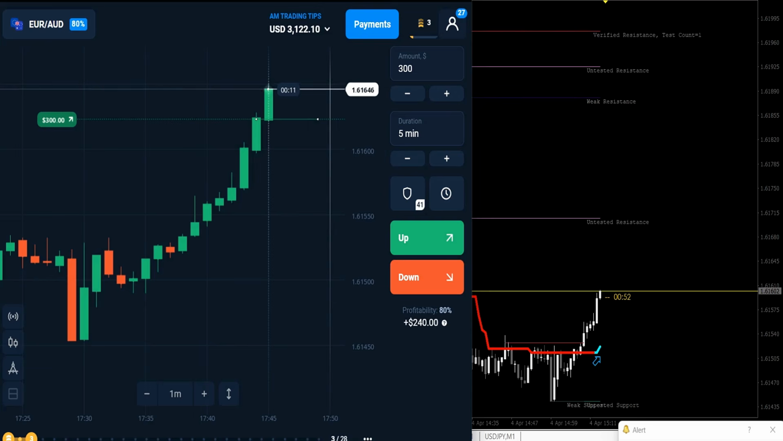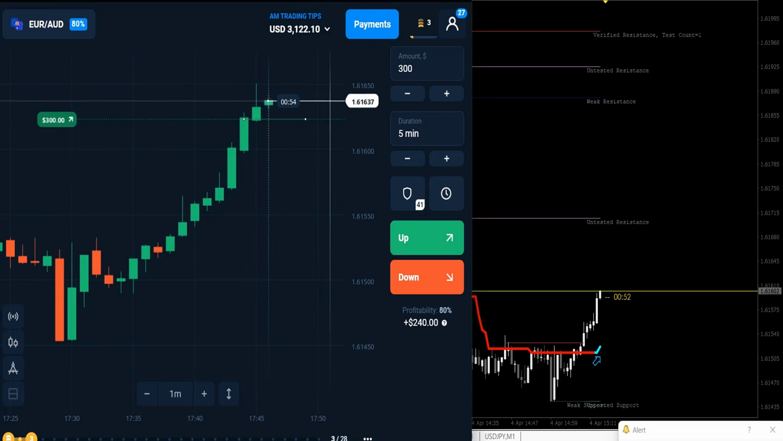Seeing this confluence of the arrow plus the support zone gave me the confidence to open a buy position immediately. The entry point was locked in. Now we let the market do the work.